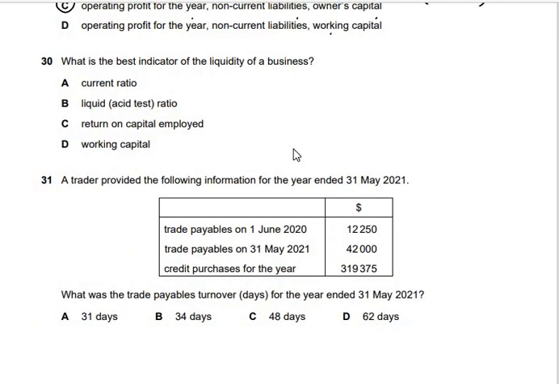Number 30, what is the best indicator of the liquidity of the business? Remember, when you're talking about the liquidity of the business, you're looking at how the business is able to quickly pay for its short-term liability. The ratio which shows this is the acid test ratio or liquidity ratio, where we have current asset minus inventory over current liability. We minus inventory because inventory is not easy to convert into cash. Therefore, it's a liquidity ratio.